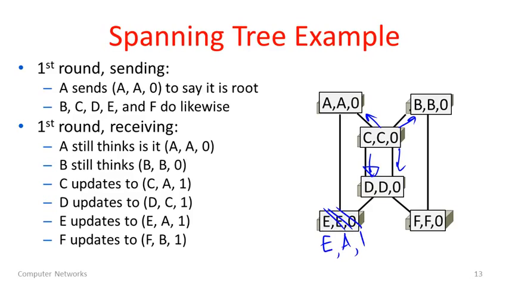Similarly, there are going to be some other updates. C is going to update to say C, A1. C now thinks A is the root and it's next to it. D will also update. D will actually think the best thing it hears here is from C. It thinks it's next to C, D C1. Now I can also see here that F will update to be F. It will hear from B as its best option and it's 1 hop away. So that is the new state of nodes.